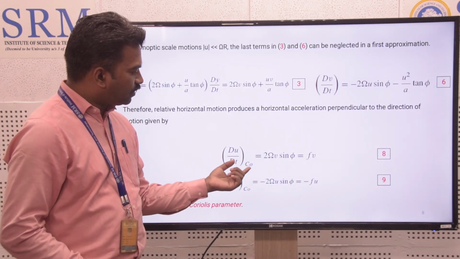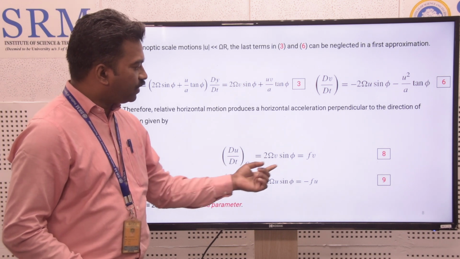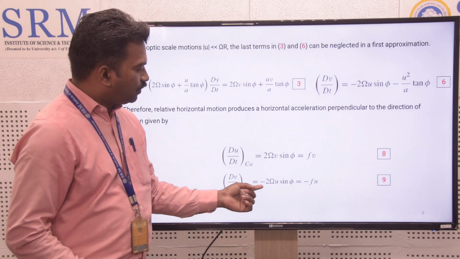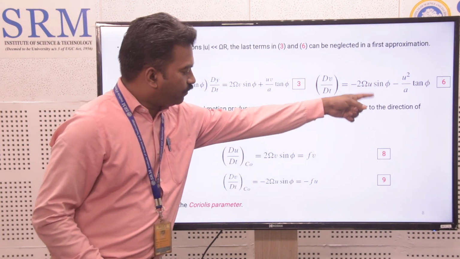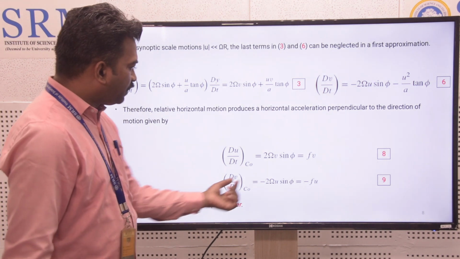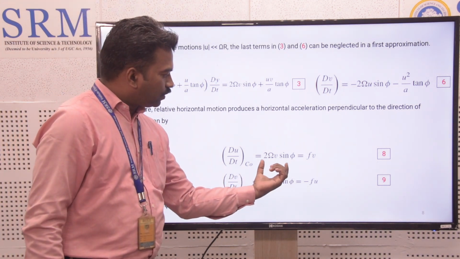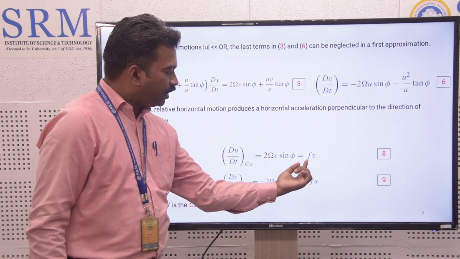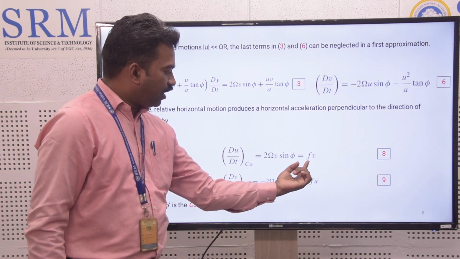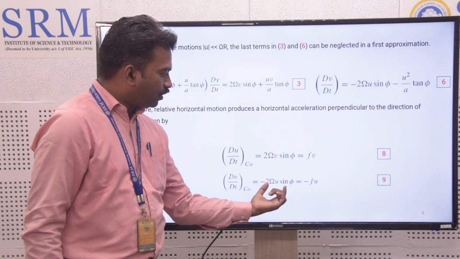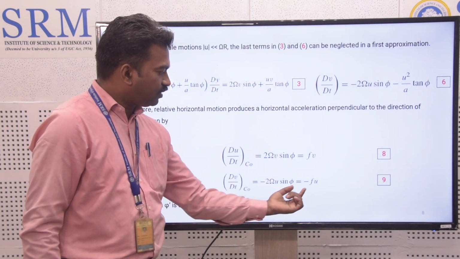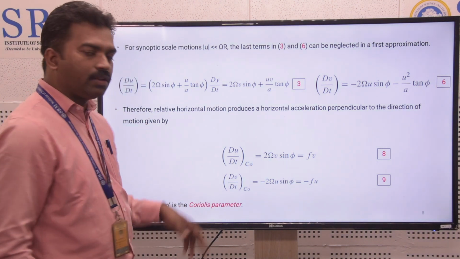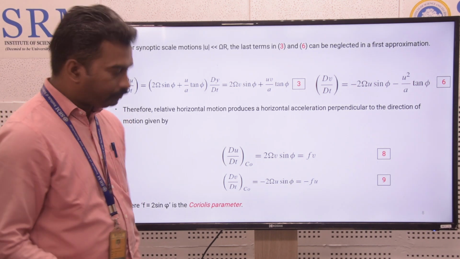Here we represent the Coriolis effect as du by dt CO, which is equal to 2 omega v sin phi, and from this expression we write dv by dt CO, which is equal to minus 2 omega u sin phi. So we are neglecting the other terms. From this expression, you take out 2 omega sin phi alone and represent it with a parameter, which you can call f. In the same way, minus 2 omega sin phi we write as minus f u, where f equals 2 omega sin phi is called the Coriolis parameter.